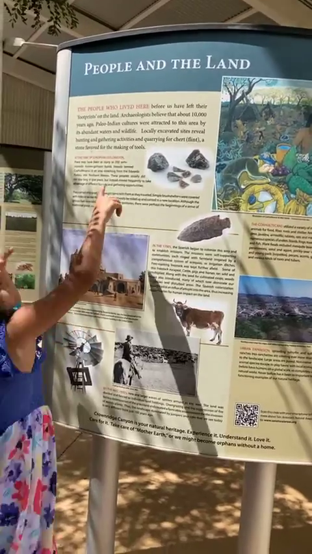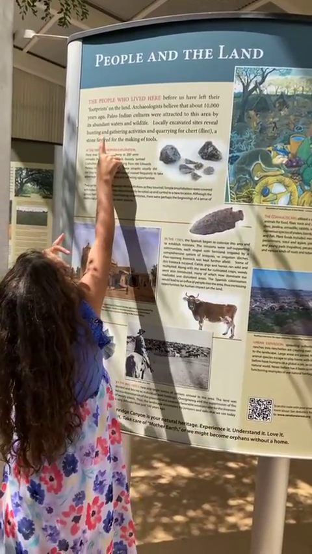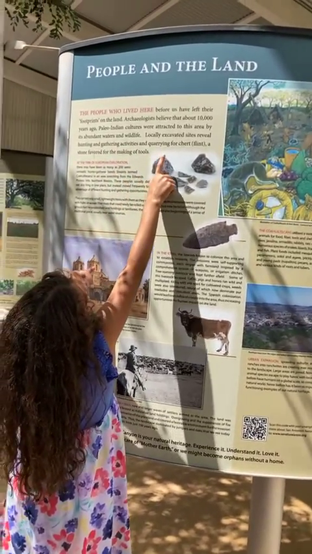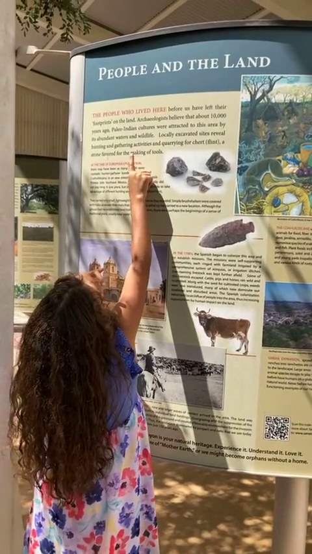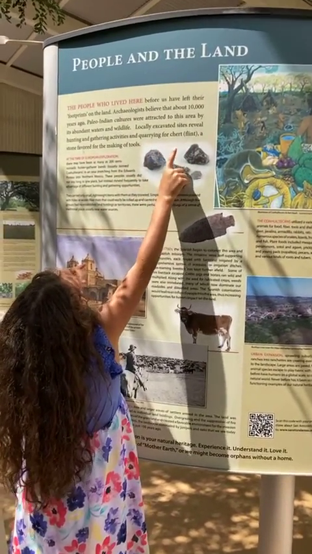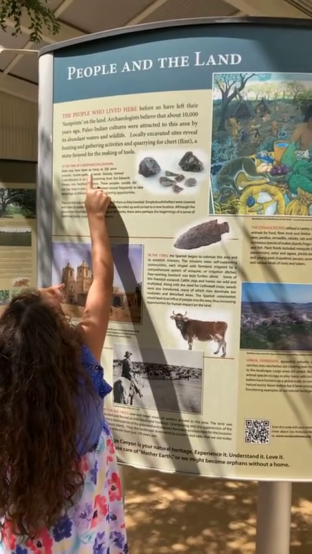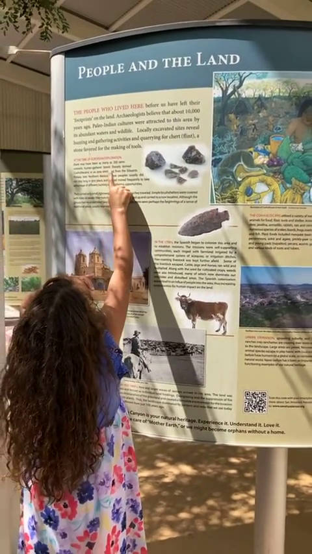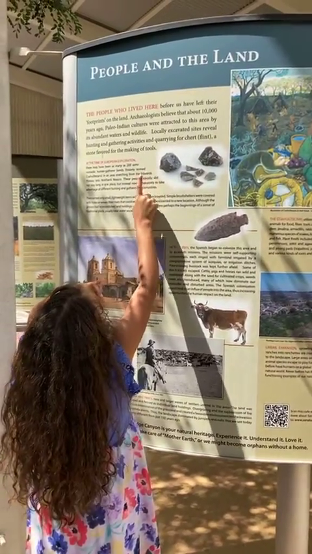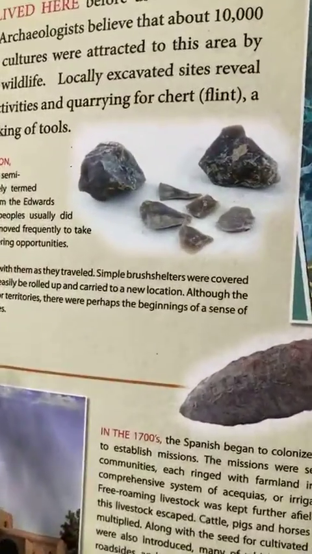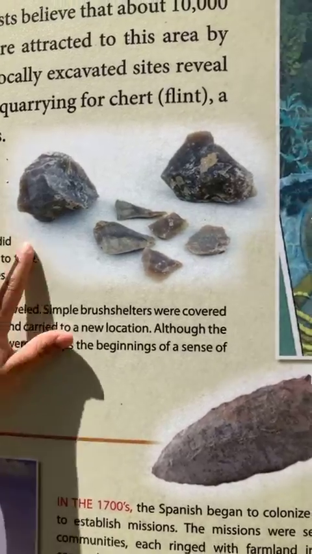Believe that about 10,000 years ago, Paleo-Indian cultures were attracted to this area by its abundant waters and wildlife. Locally excavated sites reveal hunting and gathering activities and quarrying for chert, or flint, a stone favored for the making of tools. You can see examples of flint there in pictures.